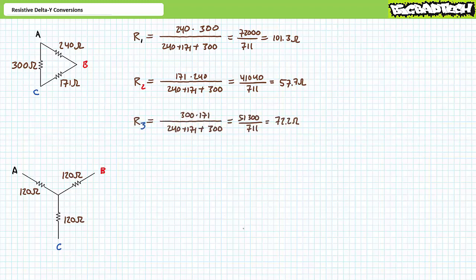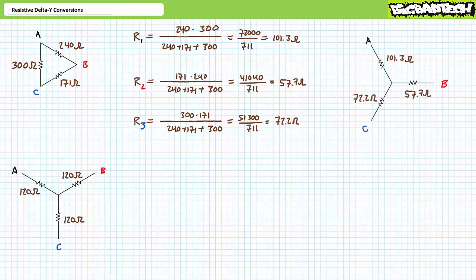Finally, to solve for Y resistance R3, we would multiply the two delta resistance elements connected to node C. This would be RCA and RBC. Then we would divide this by the previously calculated sum of all delta resistances, RAB plus RBC plus RCA. Our formula suggests R3 is 72.2 ohms directly attached to node C.